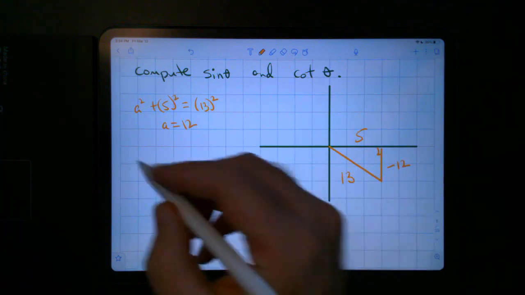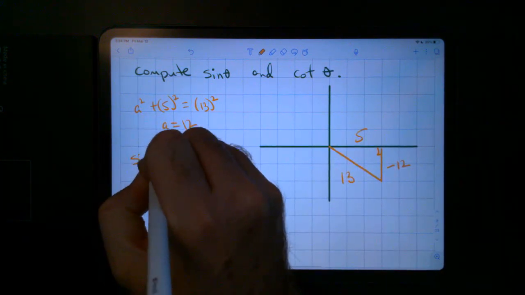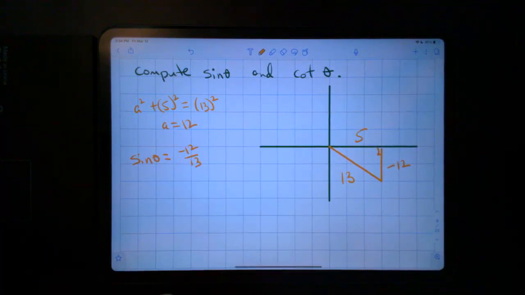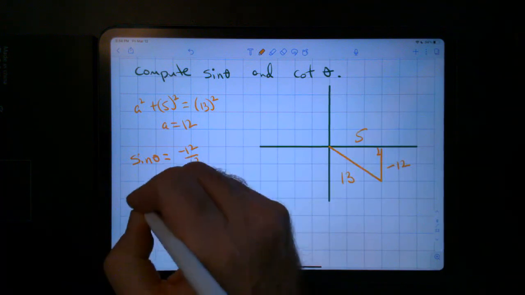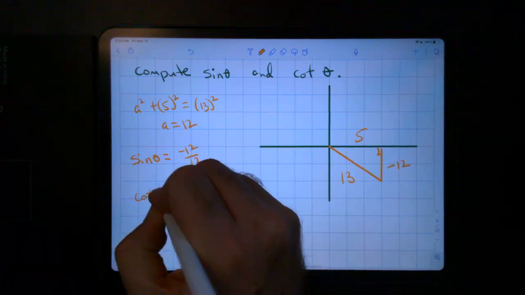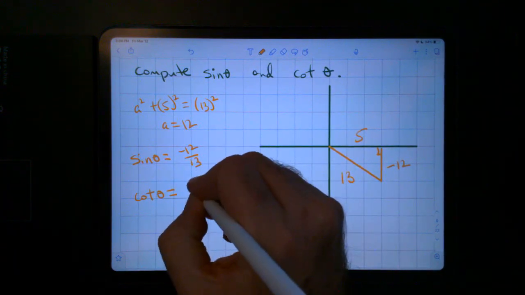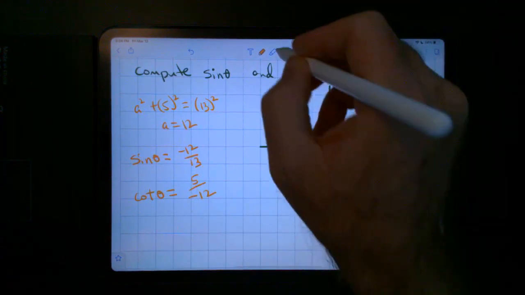So then sine of theta is equal to negative 12 over 13. And cotangent of theta, so cotangent is your cosine over sine. So this is 5 divided by negative 12.